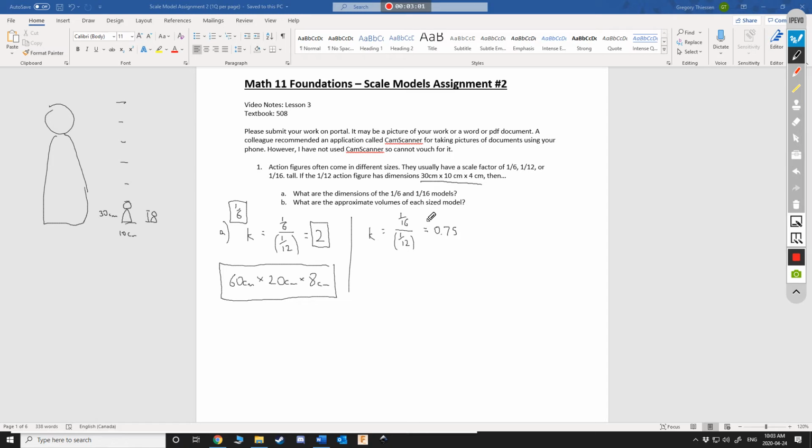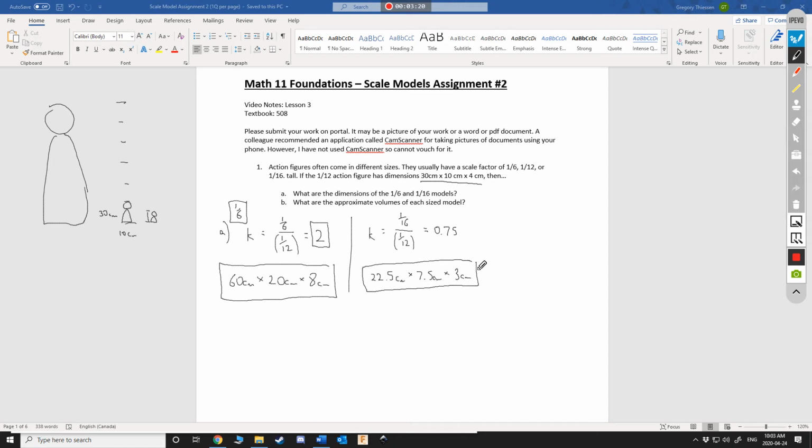So 1/16 is smaller than 1/12. We're going to multiply each of those numbers, 30, 10, and 4, by 0.75. So we get 22.5 centimeters tall by 7.5 centimeters by 3 centimeters. That is the dimension of our other model.